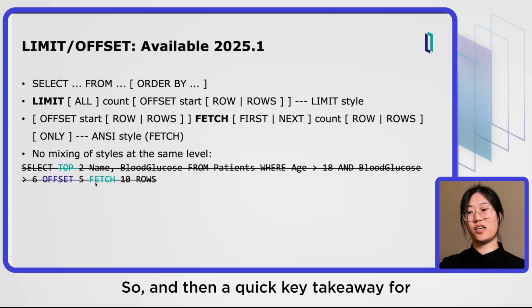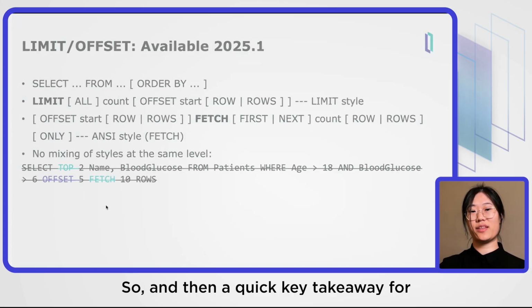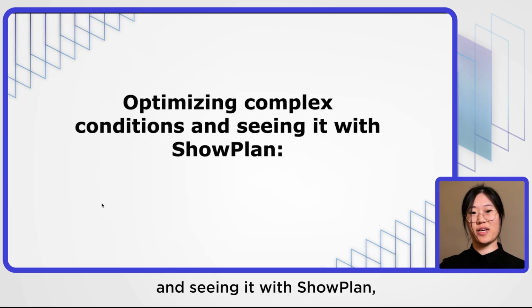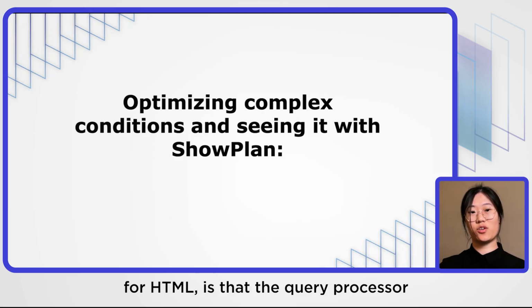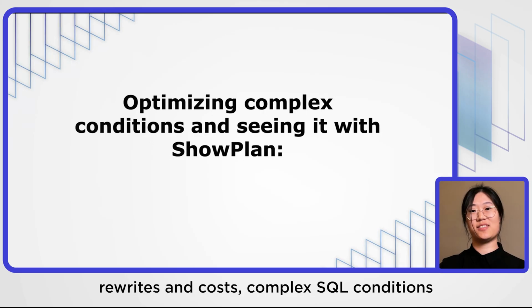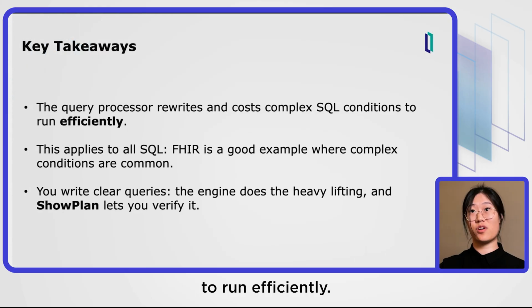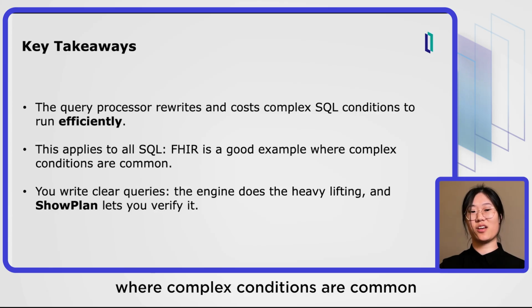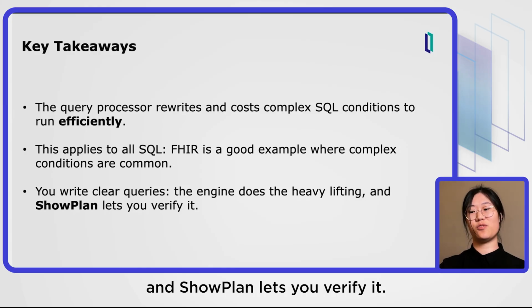And then a quick key takeaway for optimizing complex conditions and seeing it with SHOWPLAN is that the query processor rewrites and casts complex SQL conditions to run efficiently, and this applies to all SQL. Fire is a good example where complex conditions are common, and you can write clear queries. The engine does the heavy lifting, and SHOWPLAN lets you verify it.